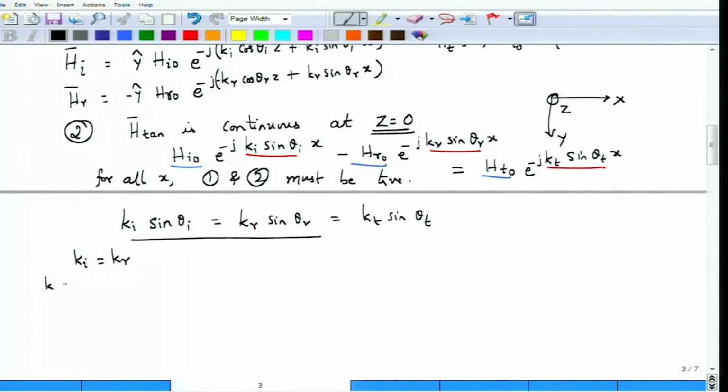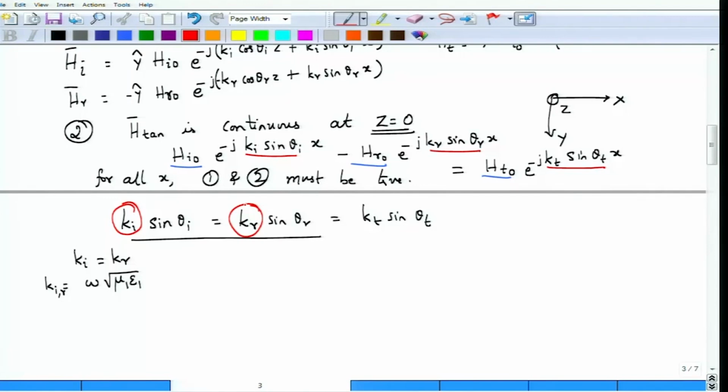Because the k vector is given by omega times square root of mu epsilon, corresponding to whether the medium is the incident medium or the second medium. So k_i and k_r both will be characterized by the same medium constants mu1 and epsilon 1, and they have the same frequency. Therefore the magnitudes of k_i and k_r must be equal. They correspond to the same medium, and because they are in the same medium, their magnitudes must be the same.